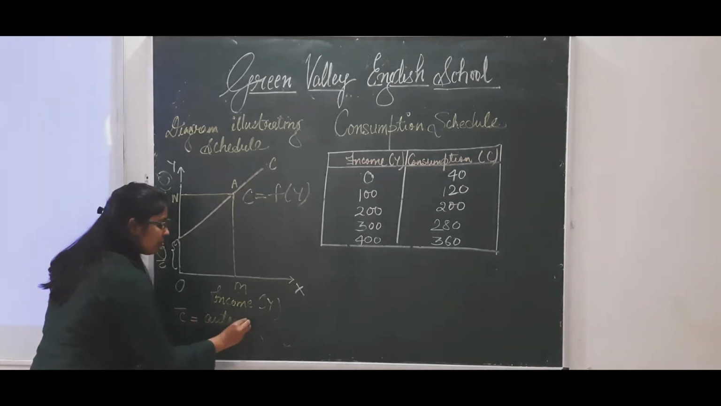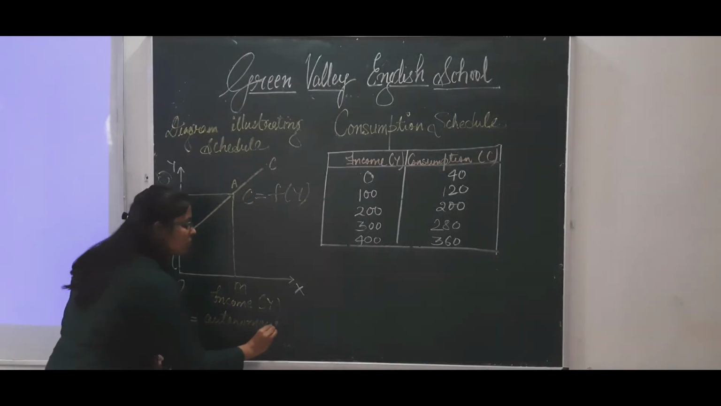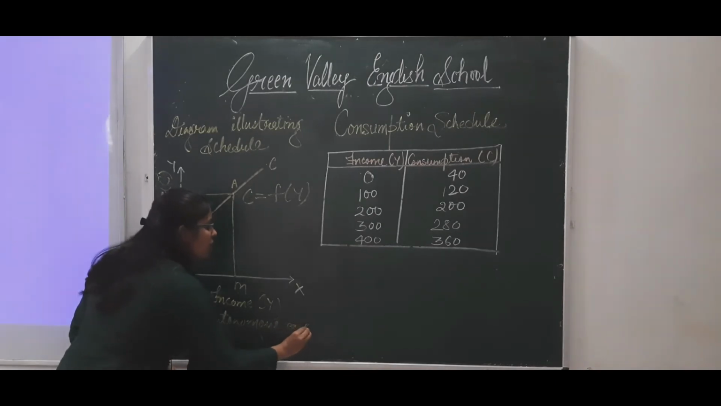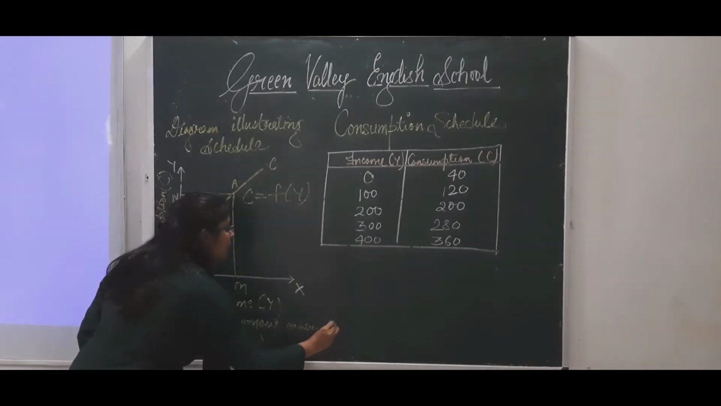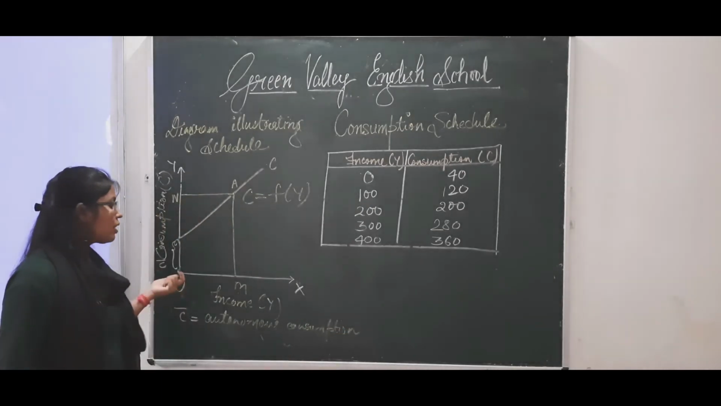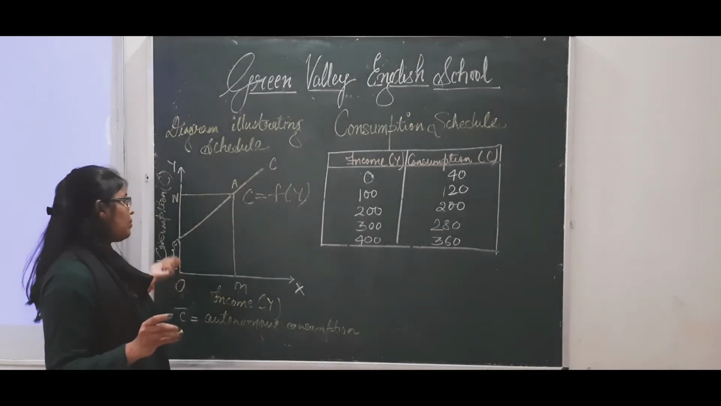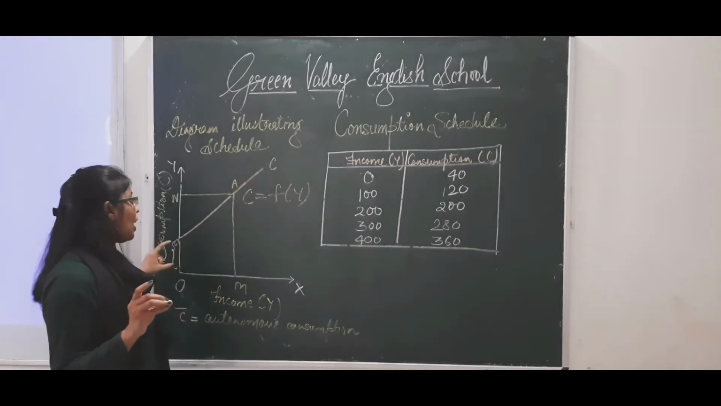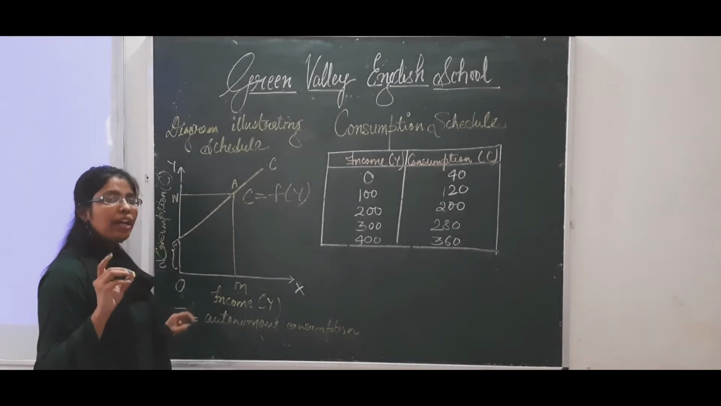Autonomous consumption. It shows autonomous consumption. That means that when income is 0, even then we consume; that consumption is there. So that minimum consumption when income is 0 implies autonomous consumption.